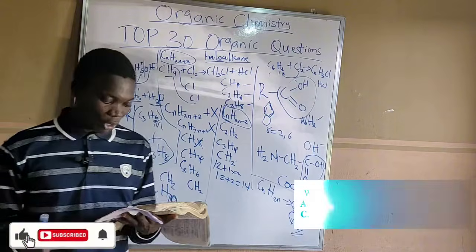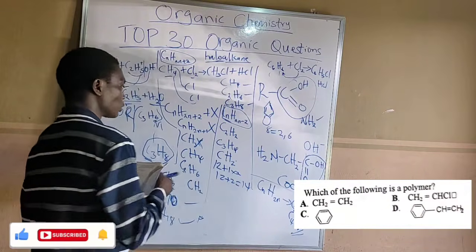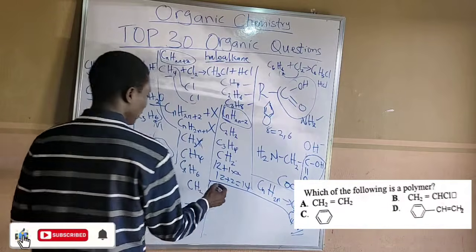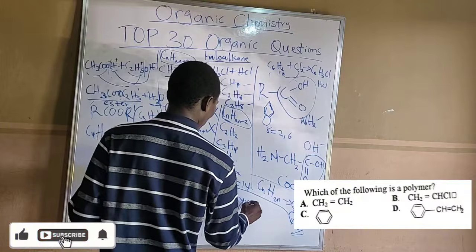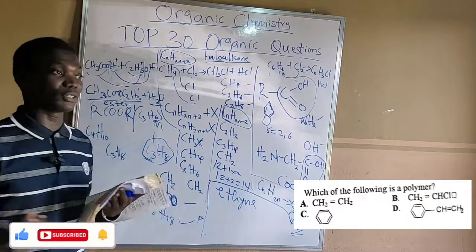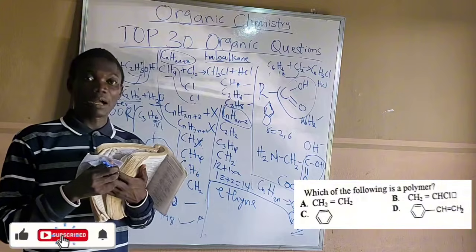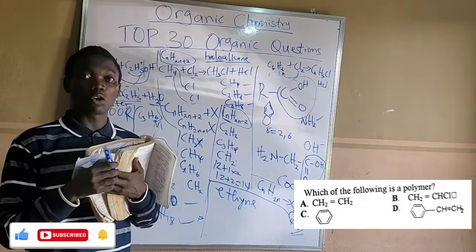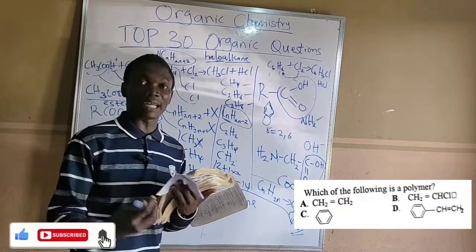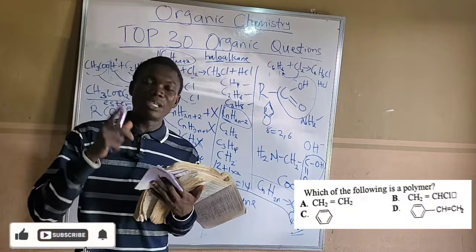All right, let's look at the next question. Which of the following is a polymer? The correct answer is option C. Why? Benzene is a polymer because when you have many molecules of ethyne come together, polymerization simply means multiples. When we have monomers joining together to form a larger one, it's called polymerization. So when many ethyne molecules begin to join together, they form a larger one, and the larger one they form is called benzene.